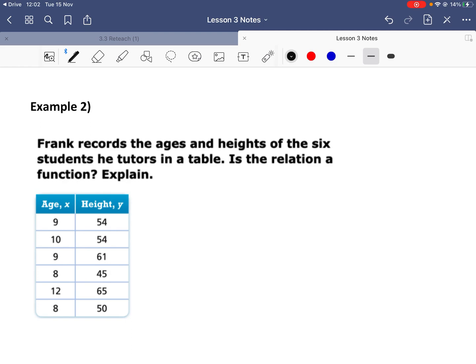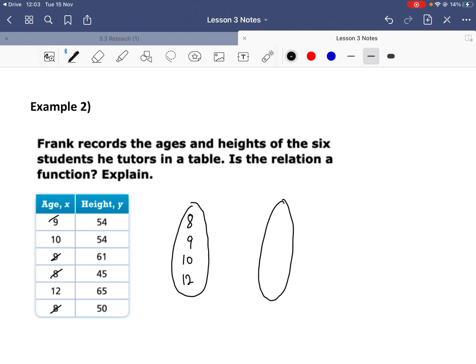Frank records the ages and heights of the 6 students he tutors in a table. Is the relation a function? Explain. So we could do this using mapping. 8, it doesn't have to go in order, but to keep it organized, we can go in order. 8, 9, 10, and 12.